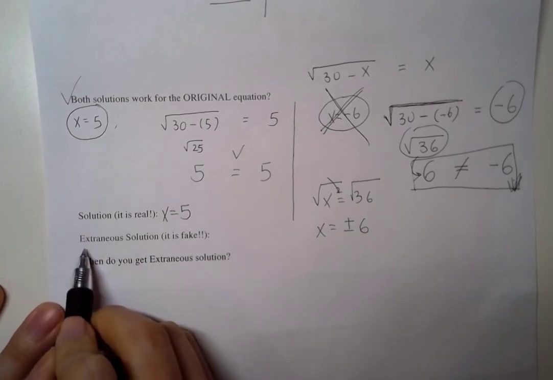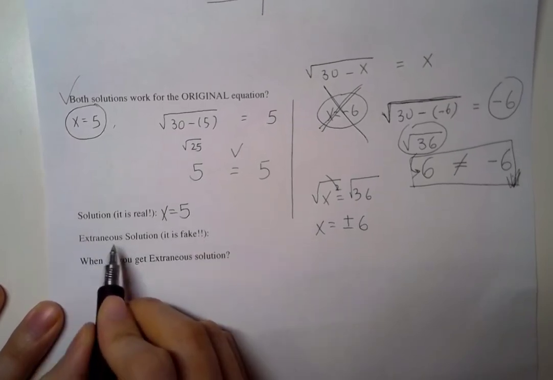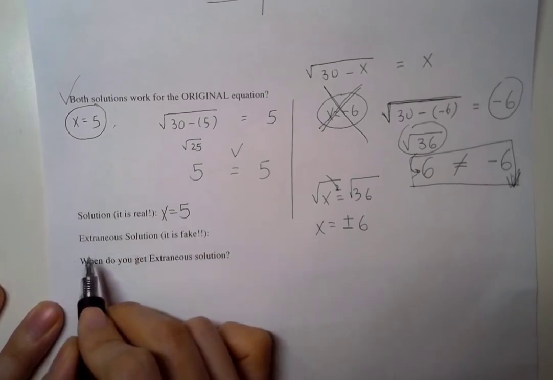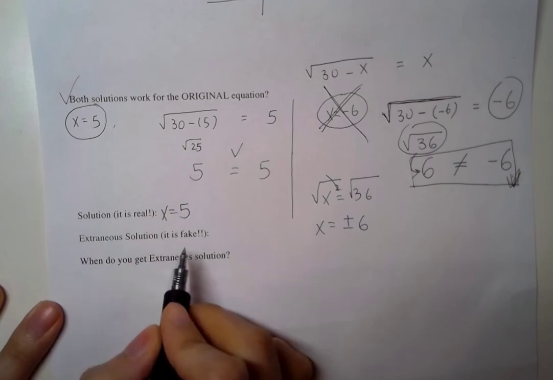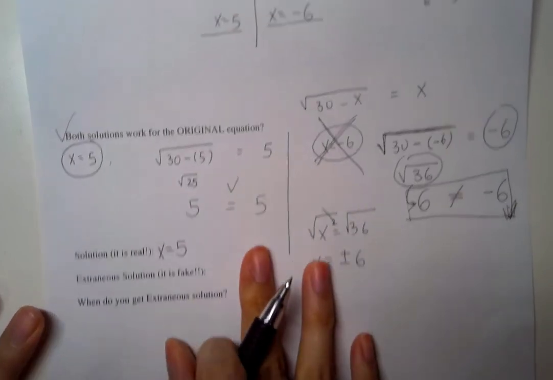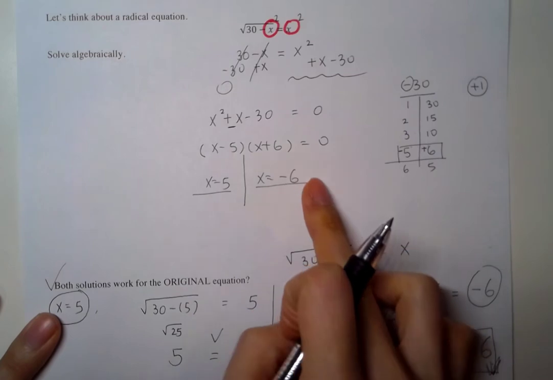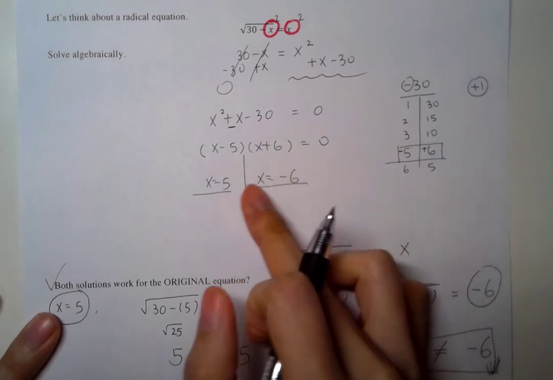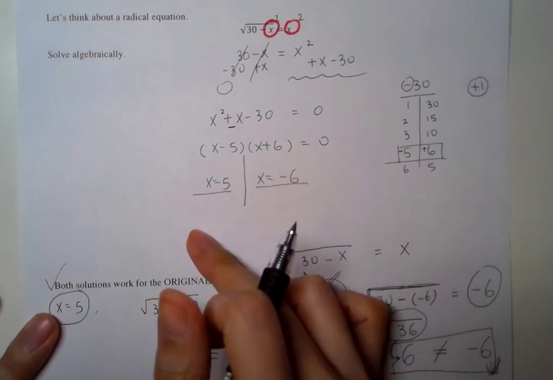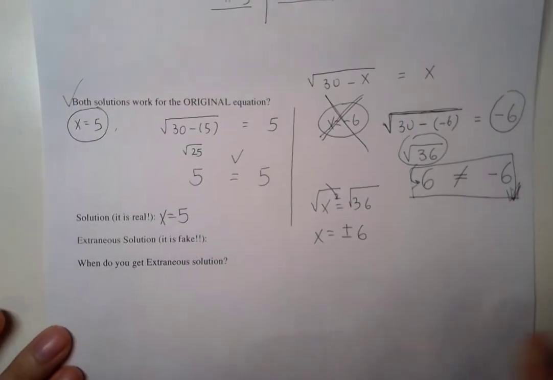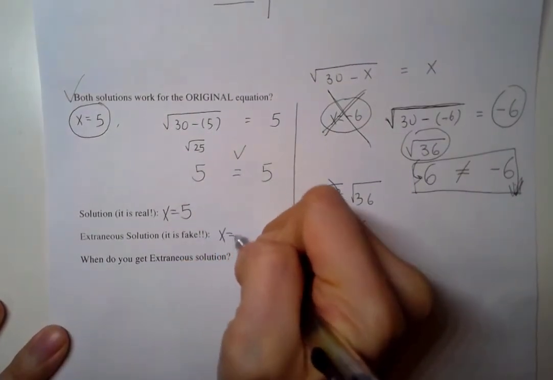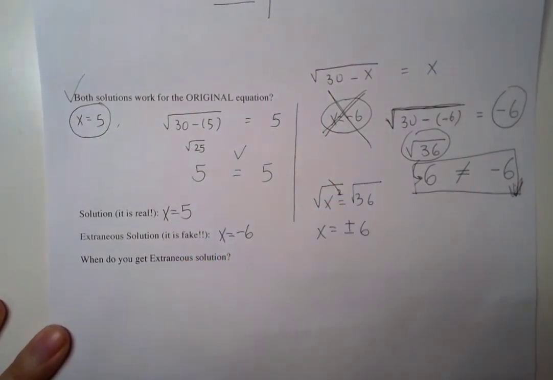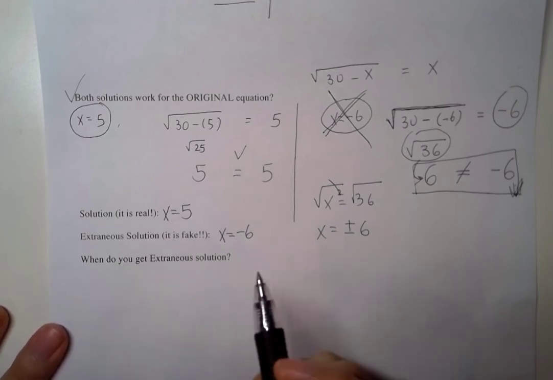And do you see this? Extraneous. So we read it as extraneous solution. That means fake. So when you solve it algebraically, you get these two values, but actually it's not. So that's negative 6. All right? So extraneous solution, that is not your solution, but we just call it negative 6.